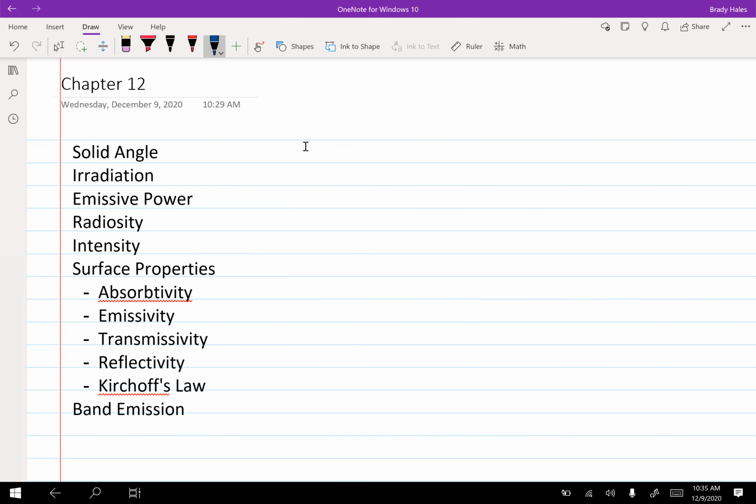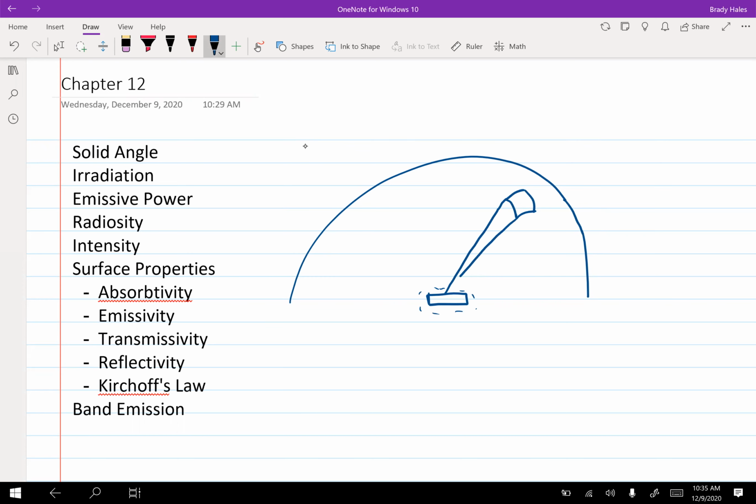So the solid angle, this is where in the beginning of the book we have some sort of system, right? This is our system. It's just an arbitrary system, and in the book they draw this hemisphere around it. Sorry, let me just draw a better hemisphere. So they draw this hemisphere around it, and they say that the solid angle you can think of as some area taken up in the field of view.